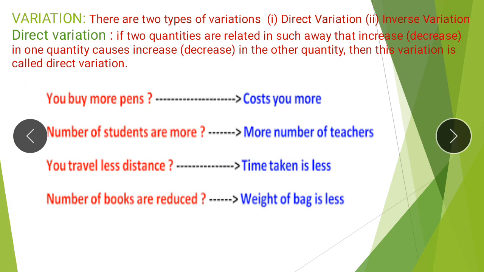Variation means change or vary. It means how a quantity varies with respect to another quantity. There are two types of variations, direct variation and inverse variation.